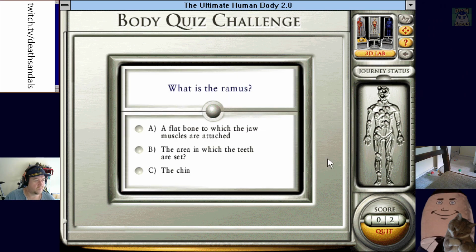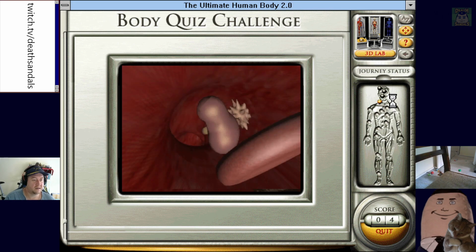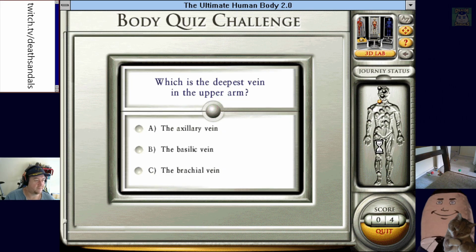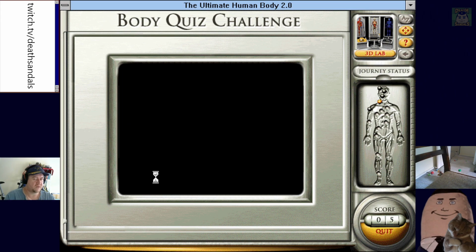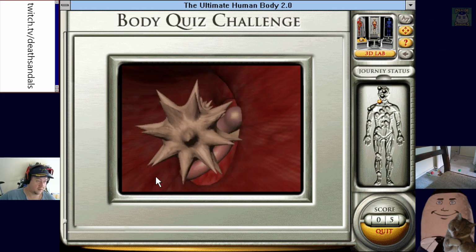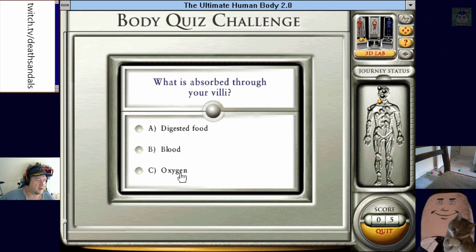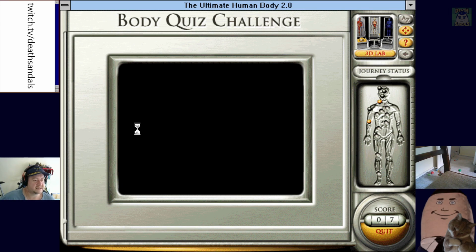Yep, still going through. What is the ramus? A flat bone in which jaw muscles are connected, the area in which the teeth are set, or the chin. Touch. Okay, that one's correct. Oh, and it is showing us where we are in the body. Righto. Which is the deepest vein in the upper arm? Basilic, maybe? Axillary seems further out for some reason. What is absorbed through your villi? Oh yeah, that's all the little thingies. I think it's digested food. Yes, that one's correct.